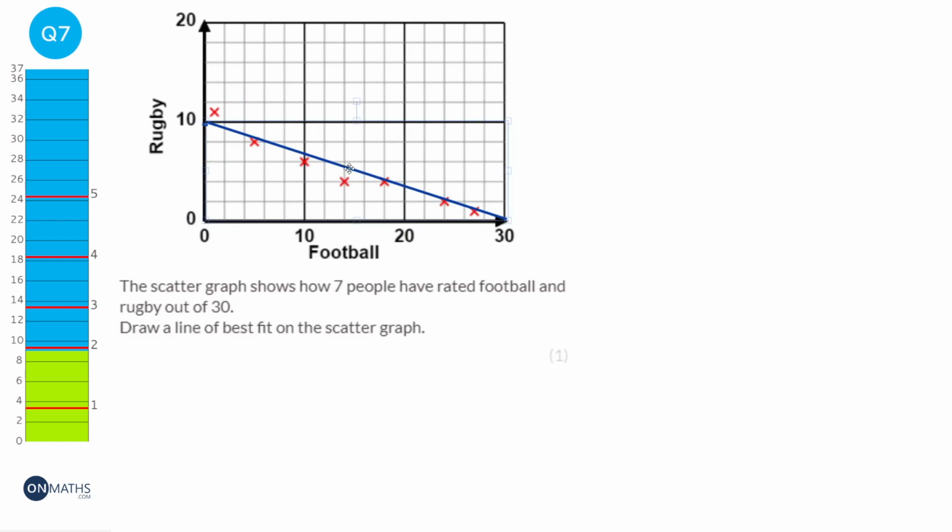You want it roughly so that there's equal amounts at the top and bottom. But if you have it slightly off, so slightly down here or something, don't rub it out. Chances are you'll get the mark. They're quite lenient when you draw lines of best fit.